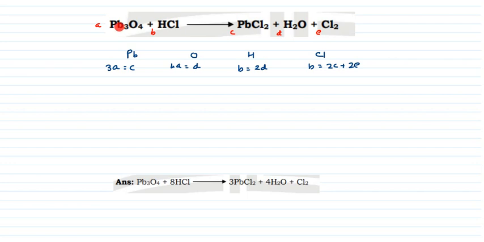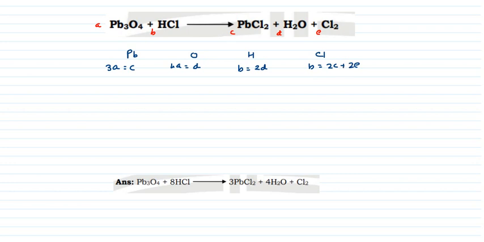Okay, see, this is a problem. 3A is equal to C here. Oxygen 4A is equal to D, only one. Hydrogen B is equal to only one here, 2D, one time. Okay, only one time. If there was hydrogen in A here also, I would have to add 2D plus 2E, something like that, like we did with the chlorine. Chlorine B is equal to 2C and 2E.